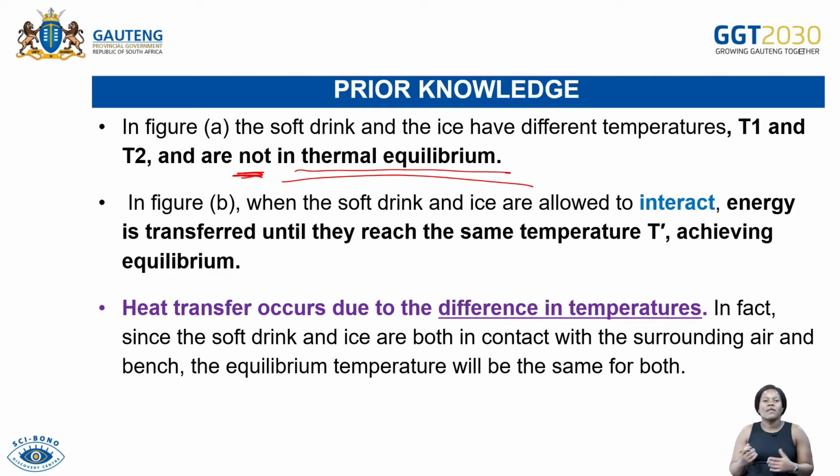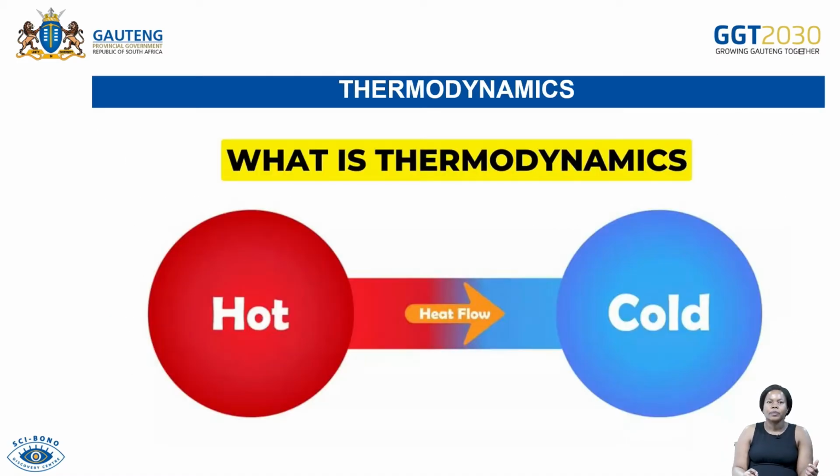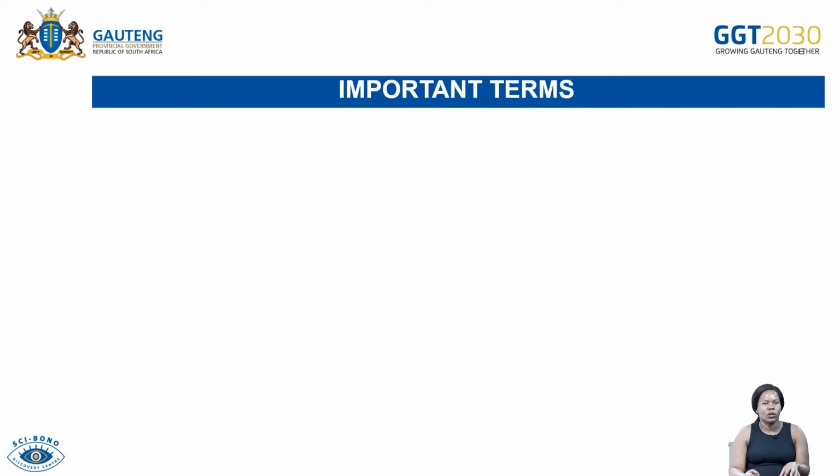That is why, in fact, since the soft drink and ice are both in contact with their surroundings, such as air and the bench, the equilibrium of the temperature will be the same for both. This is what happens when we talk about the transfer of heat. Heat is transferred from an object of higher temperature to the one of lower temperature, which is referred to as hot being transferred to the cold.